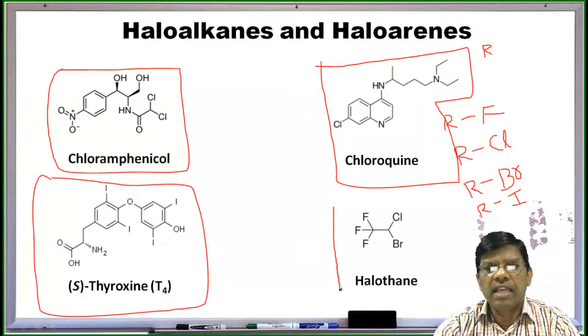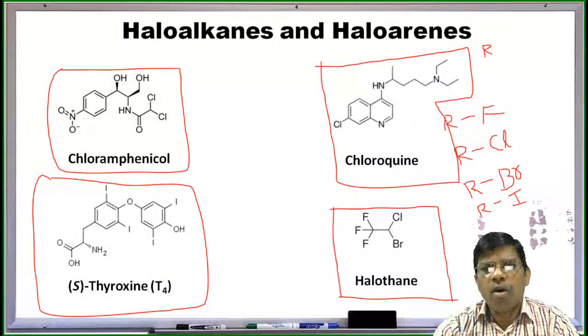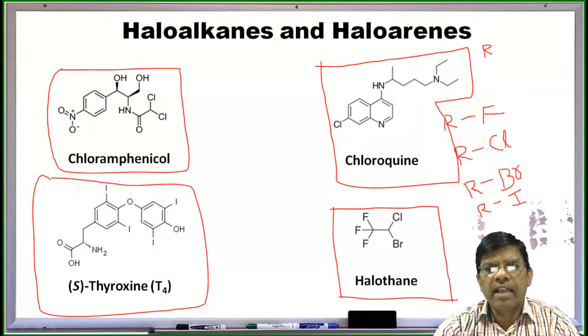And halothane is also one of the drugs used for anesthesia, to give anesthesia while doing operations or surgery. So halothane is used as an anesthetic drug. Yes students, this is how haloalkanes and haloarenes are very important compounds in organic chemistry.